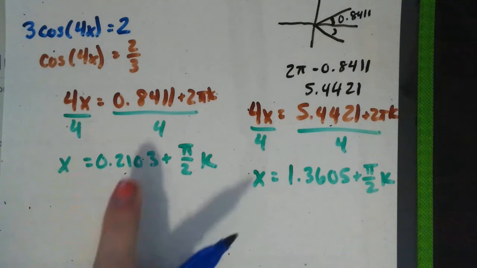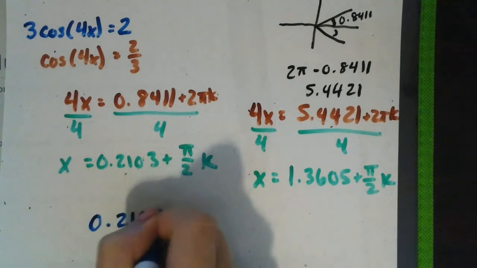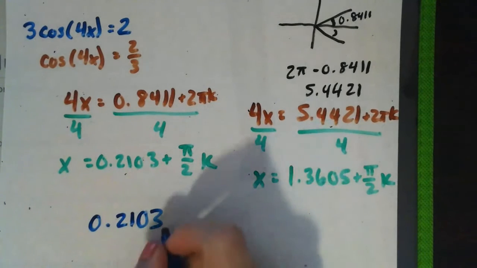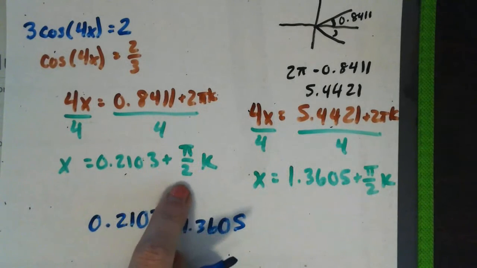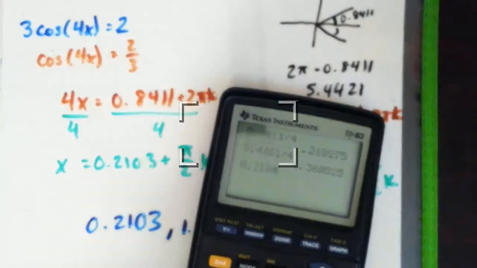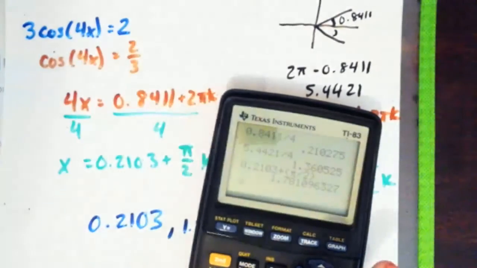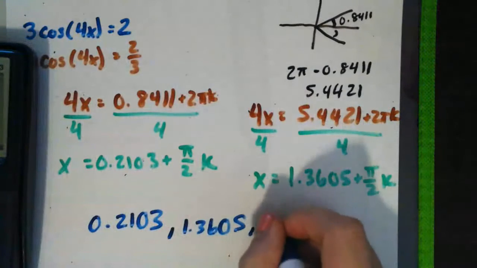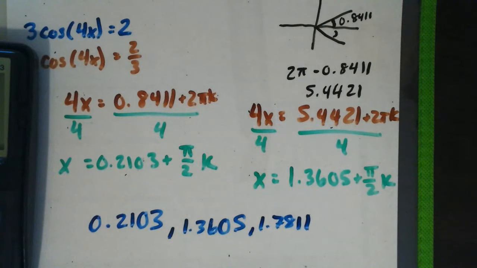We know that our first solution is this guy, 0.2103. This is another solution, 1.3605. What happens if we let k equal 1 in this case? 0.2103 plus pi over 2 is equal to 1.7811. Those are our 3 smallest solutions.